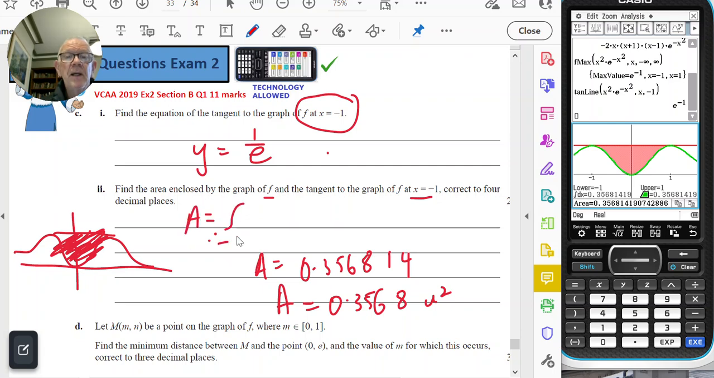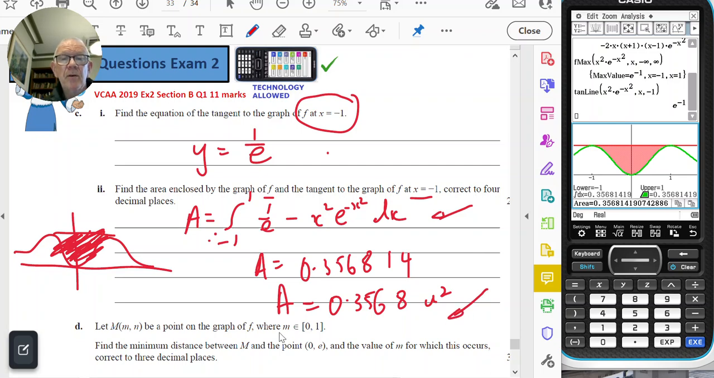And to ensure that I get the full marks, I'm going to say that the area equals the integral from -1 to 1 of 1 on e minus x squared e to the minus x squared dx. So there's my method mark, there's my solution mark.